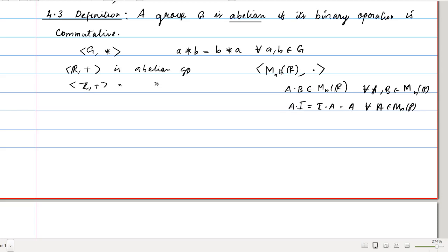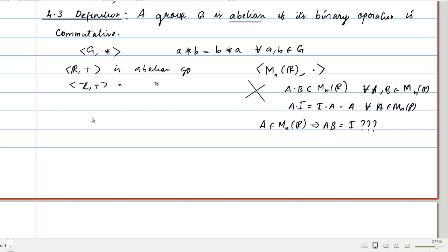And in this M_n(R), there is no inverse element for this collection, because if A belongs to M_n(R), we cannot expect an A inverse, or we cannot expect a B such that A times B is equal to I. So if we take all of this M_n(R) under multiplication, it will never be a group. So there are some groups which are not commutative. This is not a commutative group, this is not itself a group.